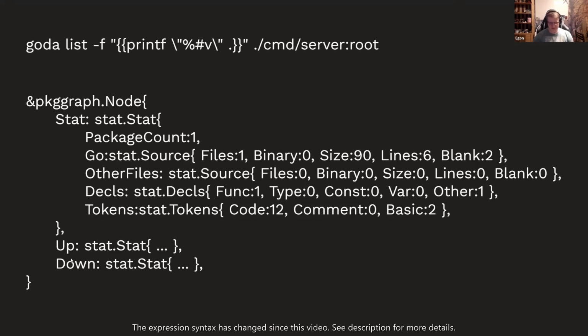And then you also have the statistics for the upstream and downstream. Upstream means all the packages that import this package, and downstream means all the packages that it imports, either directly or indirectly. So you can basically get statistics on how many lines of code this package depends on, or how many packages need that specific package.